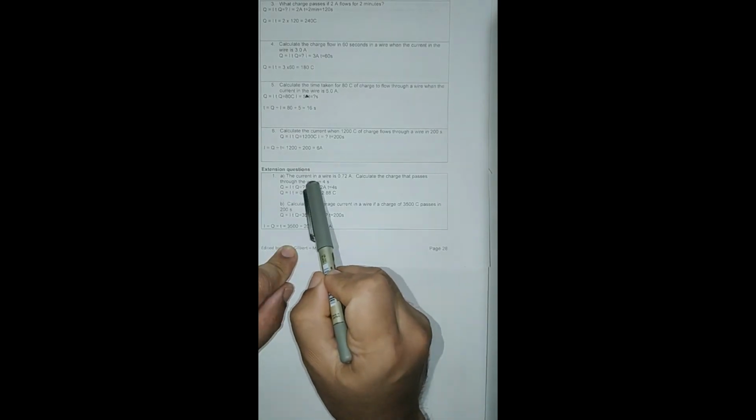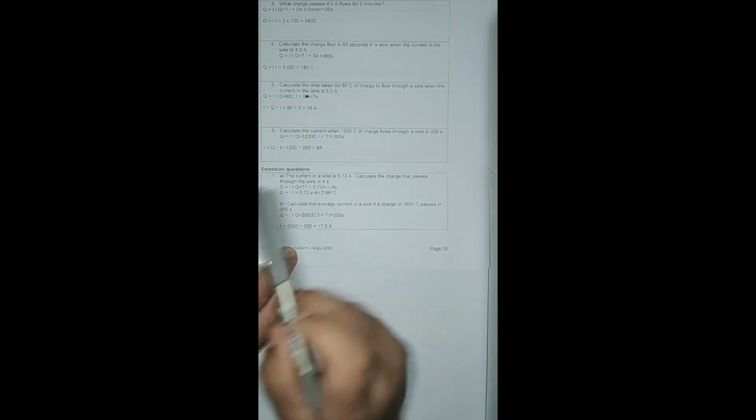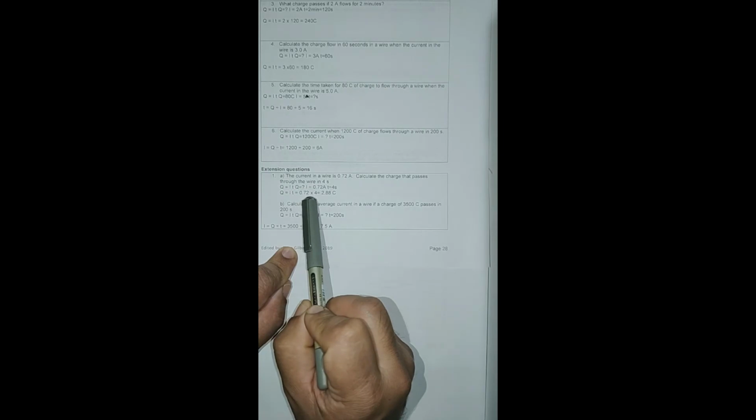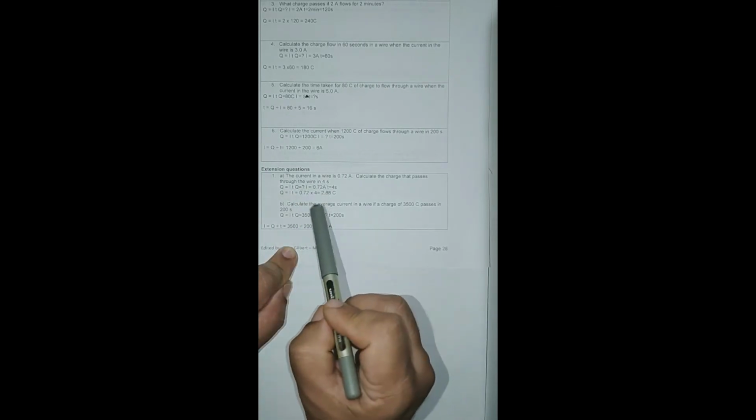So now let's have a go at the extension questions as well. The current in a wire is 0.72 amps. Calculate the charge that passes through the wire in 4 seconds. So again, write out the variables. We don't know what the charge is. The current is 0.72 amps. The time is 4 seconds. Do we have an equation that links the three variables? Yes, we do. So you then substitute the values into the equation as well. In this case, plug it into your calculator because it's not straightforward, and you get 2.88 coulombs. Check your answer on that one.